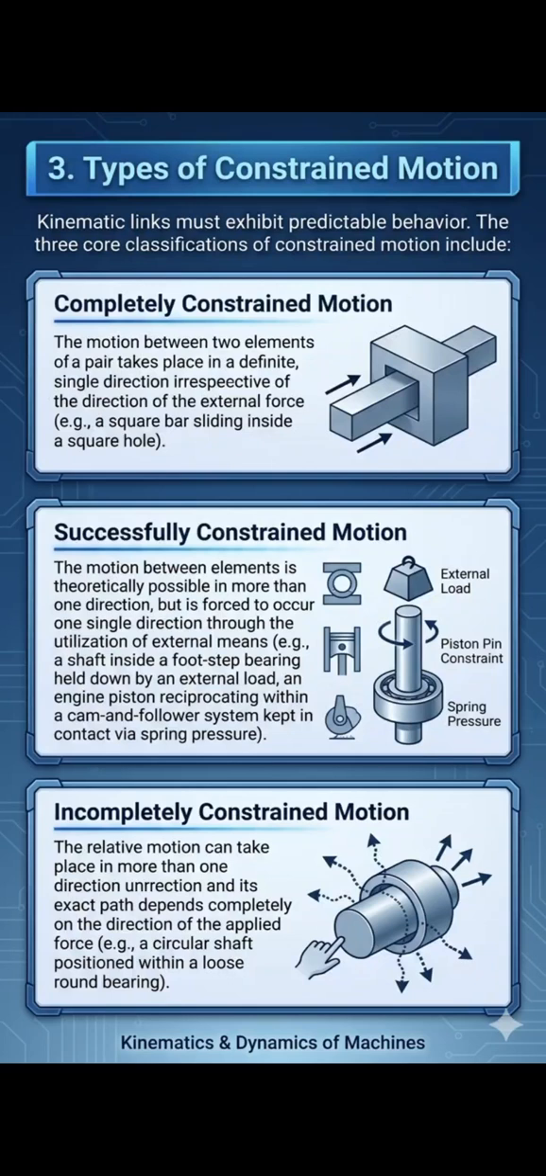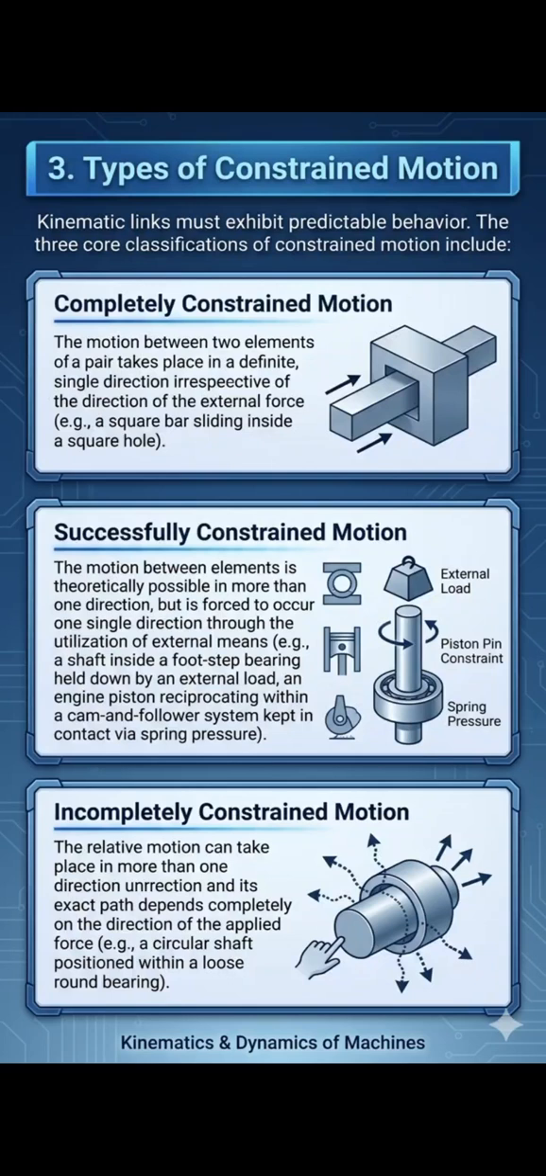Successfully constrained motion. The motion between elements is theoretically possible in more than one direction, but is forced to occur in one single direction through the utilization of external means. Example: a shaft inside a footstep bearing held down by an external load, an engine piston reciprocating within a cylinder, and a cam and follower system kept in contact by spring pressure.